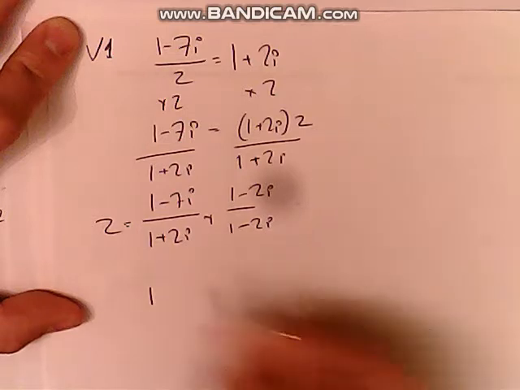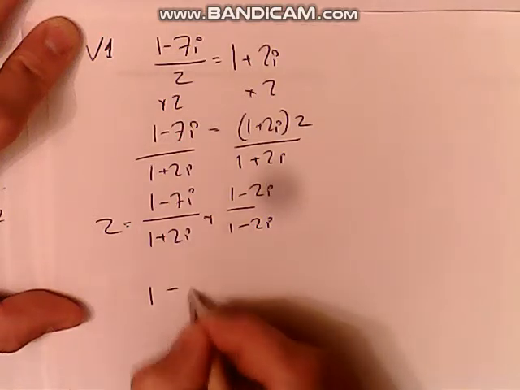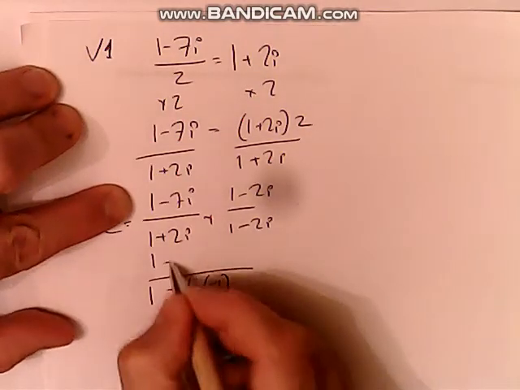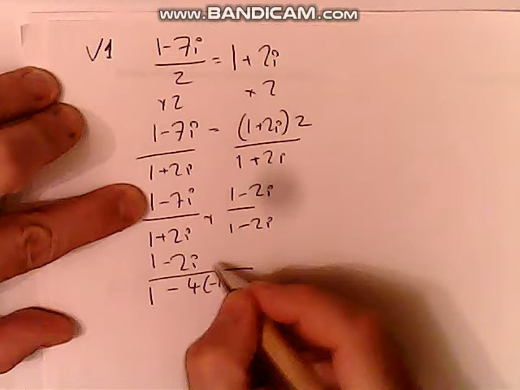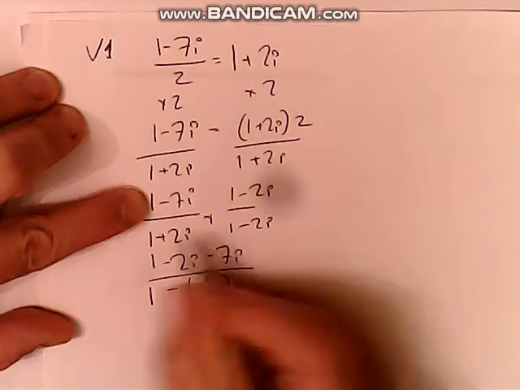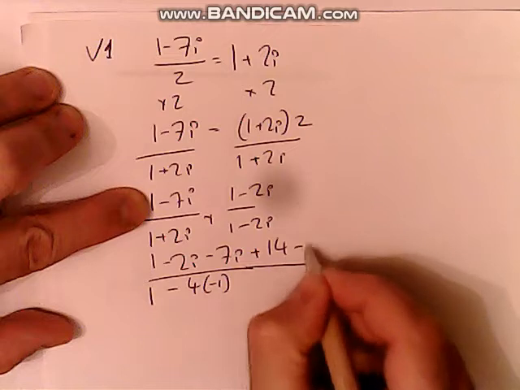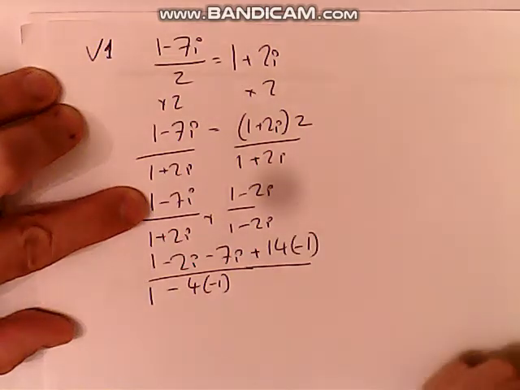1 times 1 is 1. 2i times 2i is minus 4, and i squared is minus 1. And my numerator: 1 times 1 is 1. 1 times minus 2i is minus 2i. And minus 7i times 1 is minus 7i. And minus 7i times minus 2i is positive 14i squared, and i squared is minus 1.